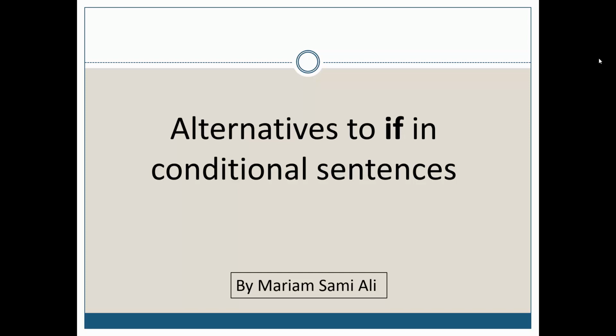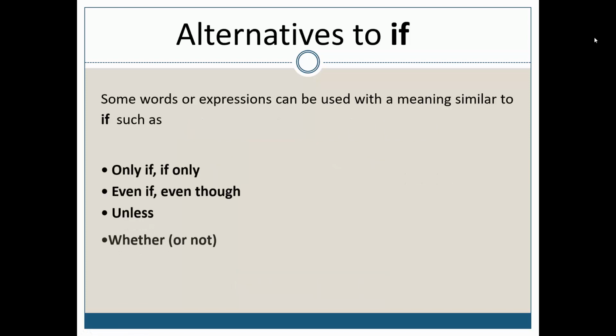Bahrain. In today's video, I will be discussing the alternatives to if in conditional sentences. A conditional sentence typically consists of an if clause, which represents a condition, and a result clause. However, some words or expressions can be used with a meaning similar to if, such as only if, if only, even if, even though, unless, whether or not, if so, and if not.